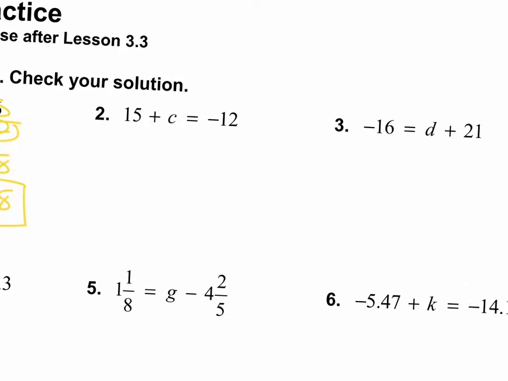Alright, so step 1, draw a line down my equal sign. Step 2, let's get c by itself. This is a positive 15 plus c equals negative 12. In order to get rid of a positive 15, I'm going to subtract 15. What I do to one side, I have to do to the other side. These cancel each other out, so I just get c here because 15 minus 15 is 0. And then this is a negative 12, negative 15, same signs, we combine. So we end up with negative 27. So c equals negative 27.